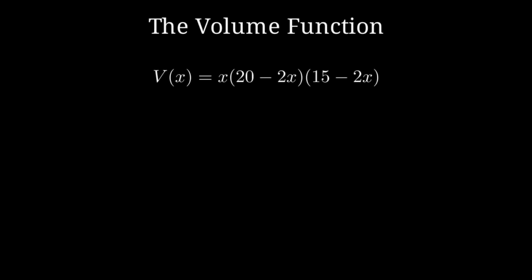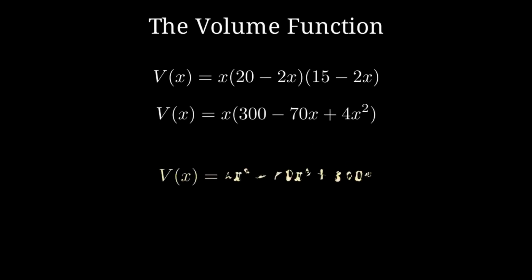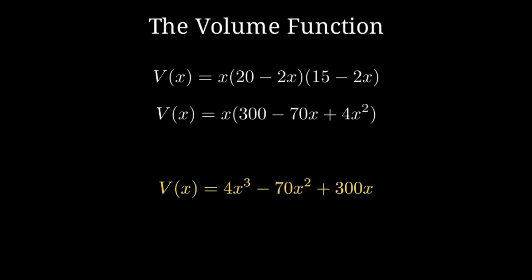Now we multiply our dimensions to get the volume function. V of x equals x times (20 minus 2x) times (15 minus 2x). After expanding the polynomial, we get 4x cubed minus 70x squared plus 300x. This cubic function represents the volume for any given cut size x. Our goal is to find the value of x that makes V as large as possible.